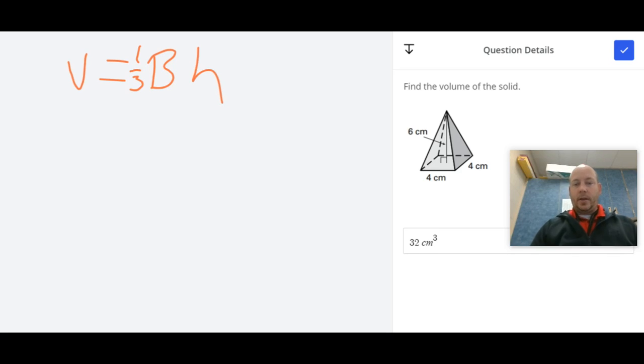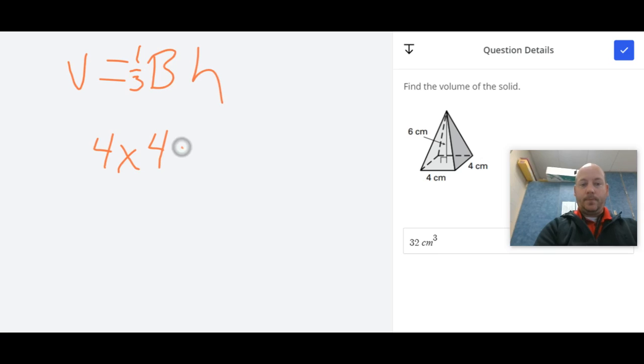Okay, so we find the area of the base, so 4 times 4, since it's a square, and then our height is 6. Don't confuse height with slant height. Slant height is the height of the triangles, right? This is the height of the pyramid, how tall the pyramid is, so from the middle of the base to the tip of the pyramid. Okay, and then we want to do a third of that.